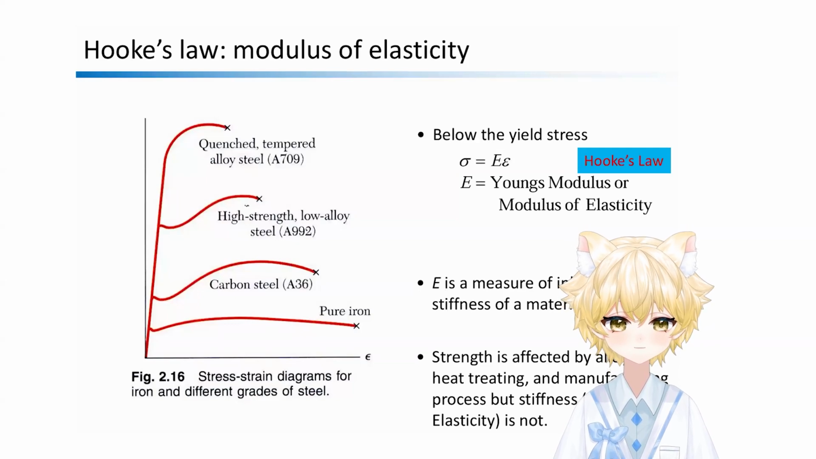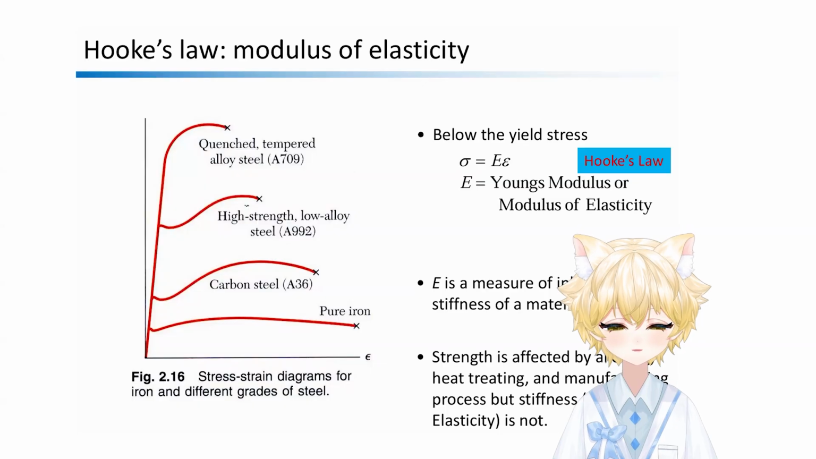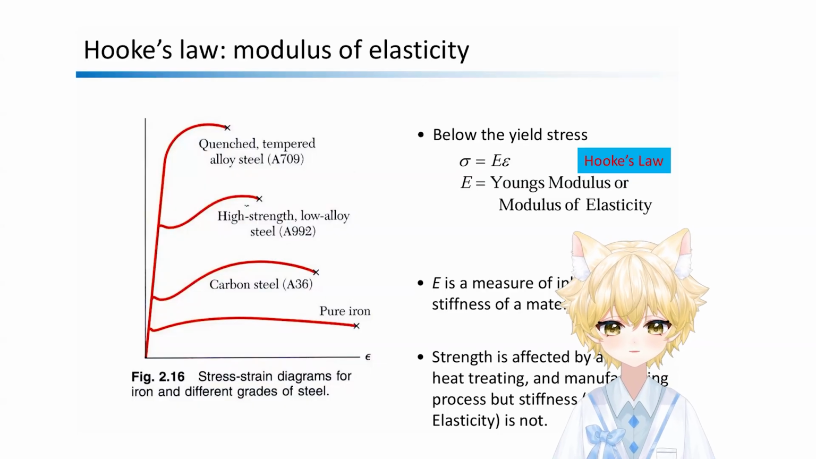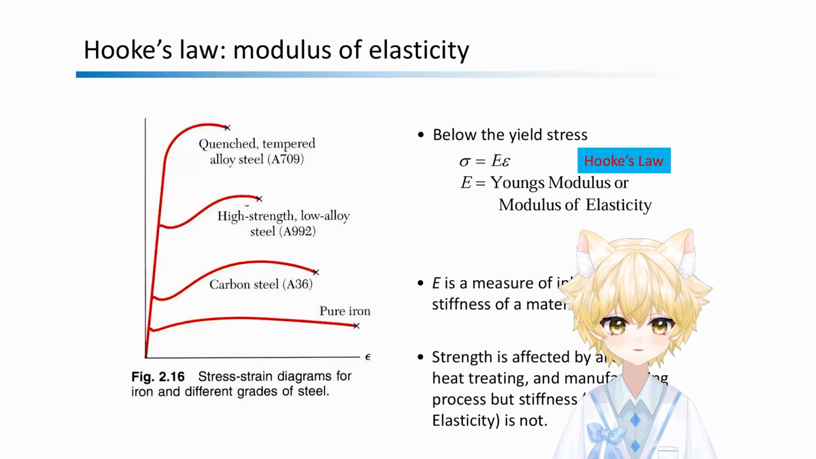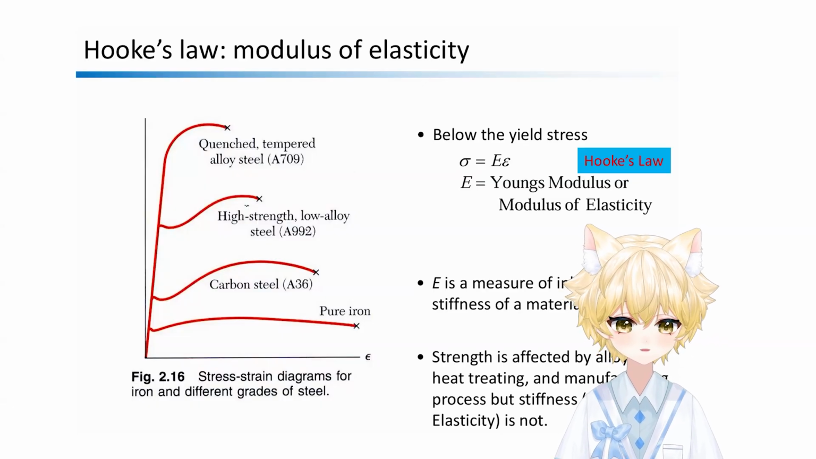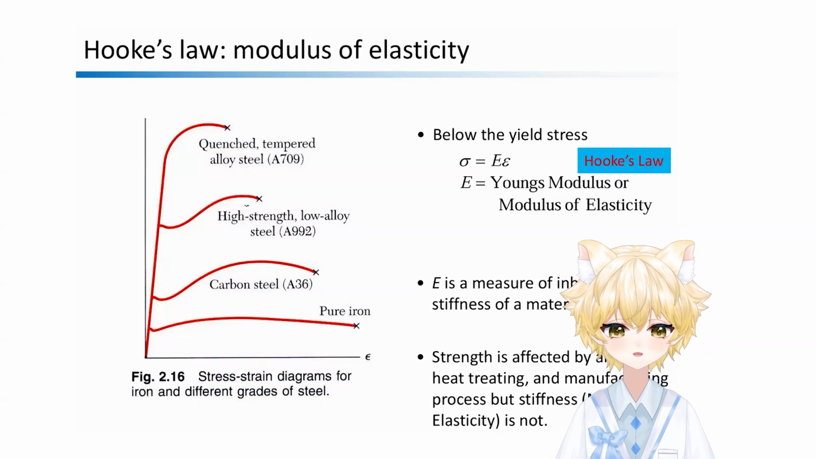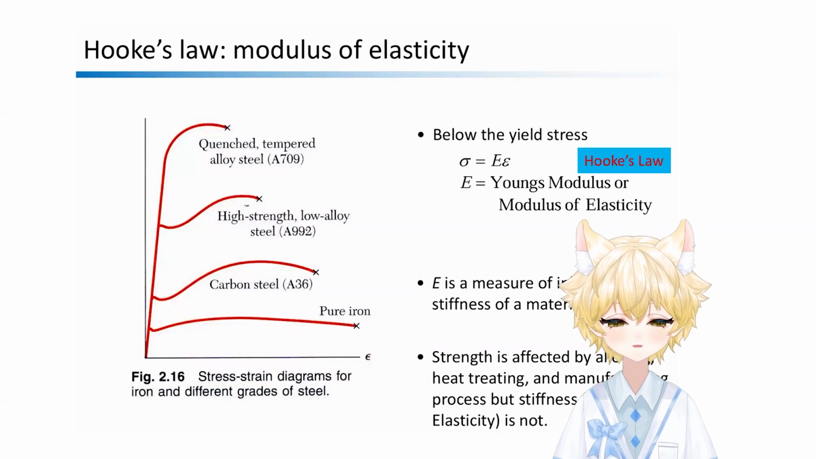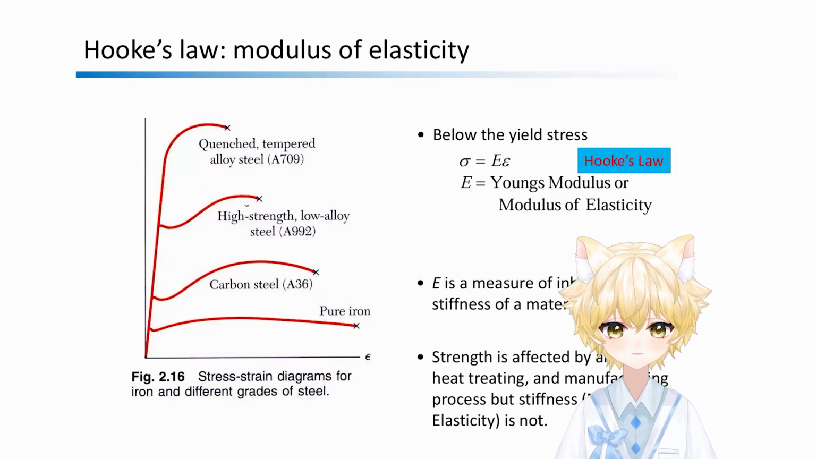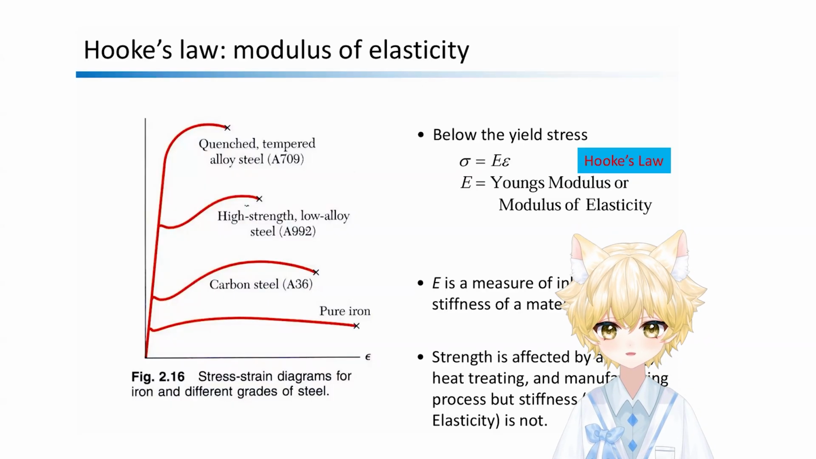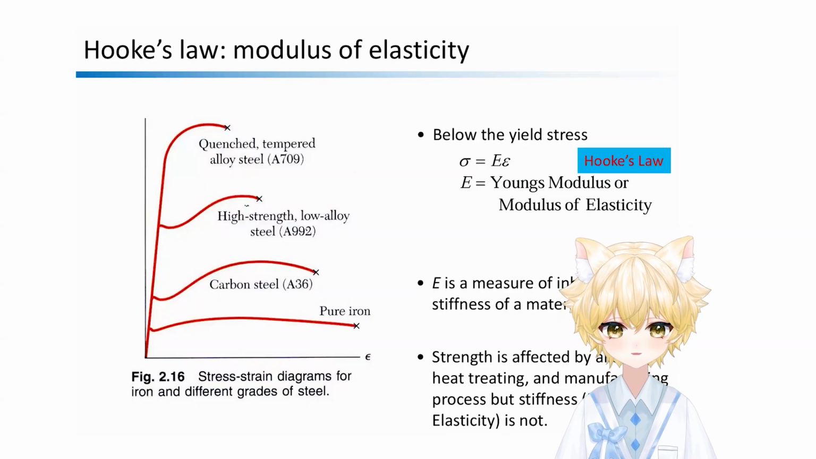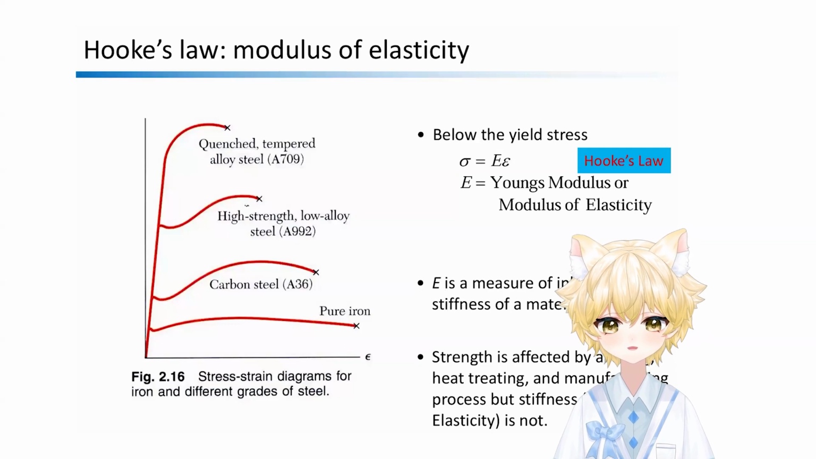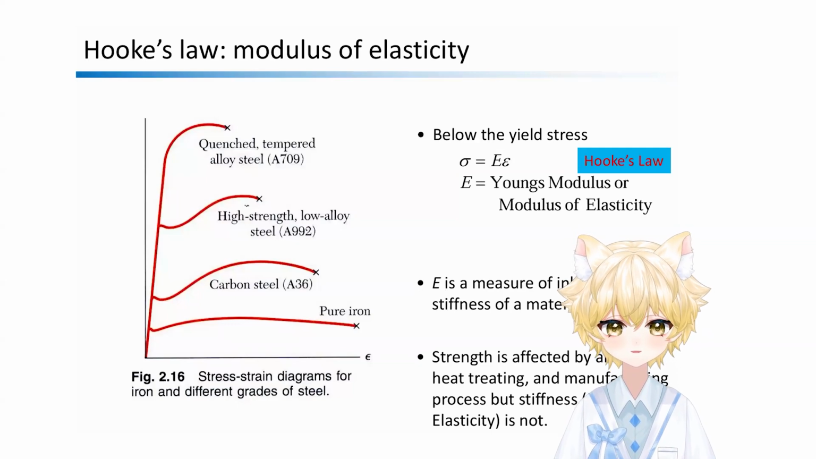The relationship between stress and strain in this range is linear, and the slope of the stress-strain curve is called Young's modulus. Now, notice something interesting here. Look at the curves on the screen. There are different materials. These materials have different strengths, right? Some yield very quickly, while the quenched alloy steel can handle massive stresses. But look at the slope at the very beginning. They all share exactly the same slope.